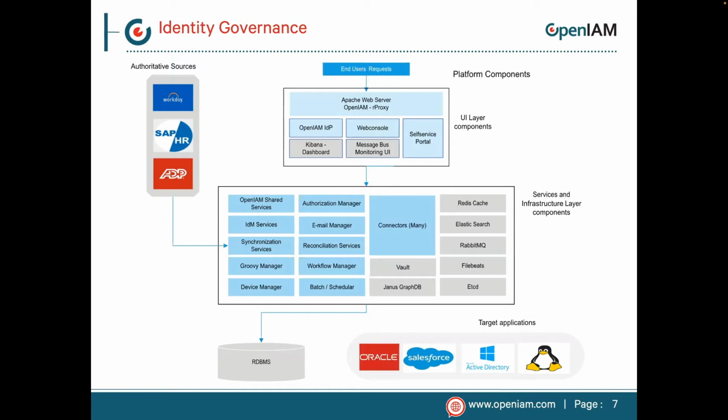RabbitMQ is the message bus, so all the services talk to each other using RabbitMQ. Vault is where all the secrets are being kept, and it's actually HashiCorp's Vault that is being used. JanusGraph is a graph database, so the entitlements, which have a hierarchical structure, are stored in there. And there's Redis cache and Elasticsearch, which are also used for performance reasons. But Elasticsearch is also used to store the audit logs as well.